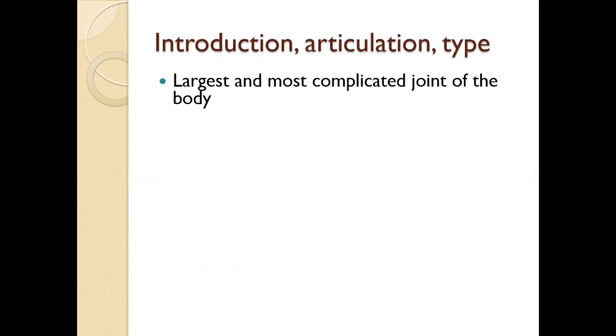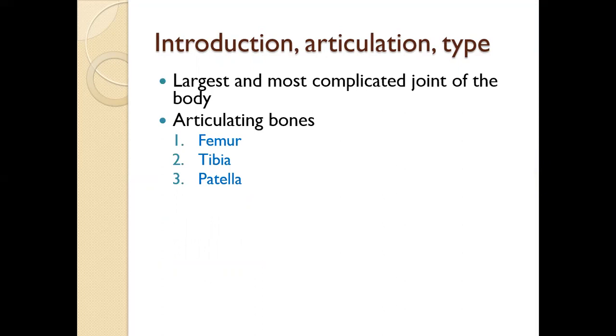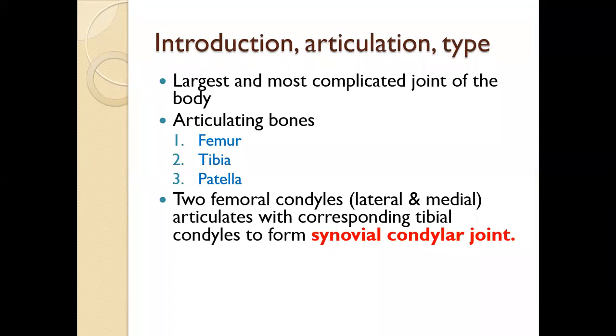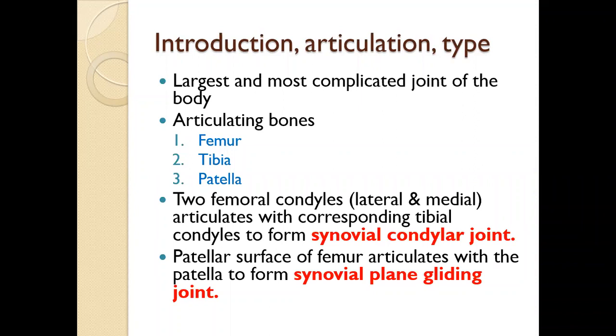The knee joint is the largest and most complicated joint of the body, which is formed by articulation between the femur, tibia, and the patella. The two femoral condyles, the lateral and the medial, articulate with the corresponding condyles of the tibia to form a synovial condylar joint. Next is the patellar surface of the femur, which articulates with the patella to form a synovial plane gliding joint, right?